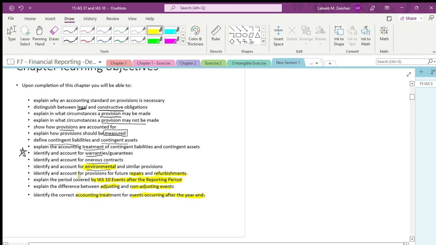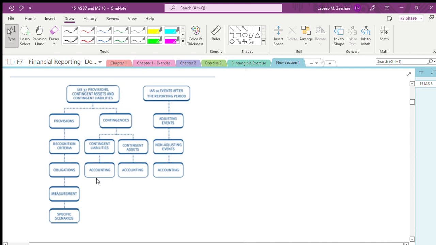After the year end, there will be some misses, something missing, and after that you will realize it. Once you realize it, how do you have to treat it? These are all the things which we are going to work out.